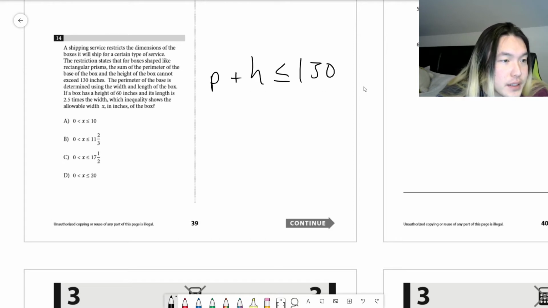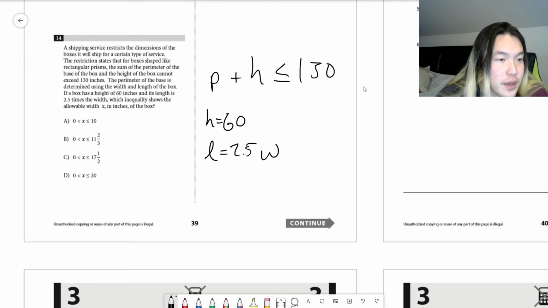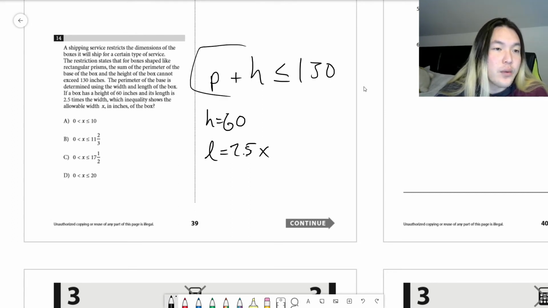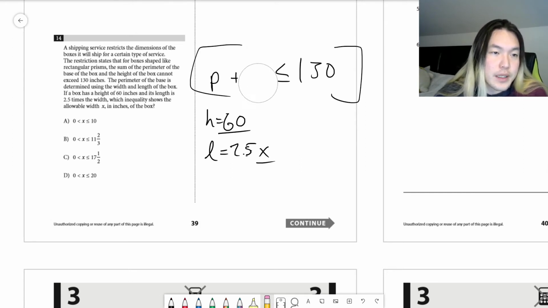Here they're telling us the height is 60, and the length is 2.5 times the width. And then they want us to use x for width. So the goal here will be to take this inequality and replace all of these letters, p and h, with either a number or x. We can right away replace h with 60.